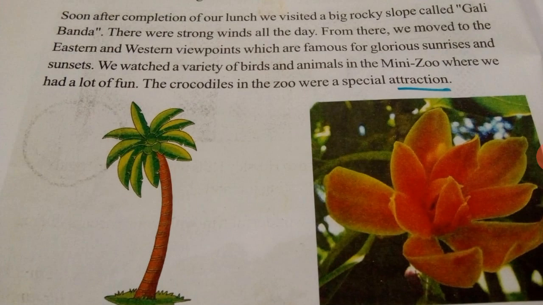Okay, soon after the completion of our lunch, we visited a big rocky slope called Galibanda. Remember this name. So a big rocky slope called Galibanda. There were strong winds all the day. From there, we moved to the eastern and western viewpoints, which are famous for glorious sunrises and sunsets.